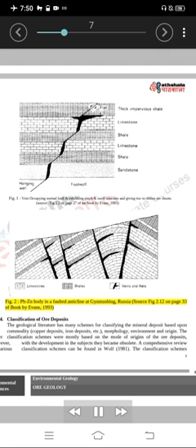4. Classification of ore deposits. The geological literature has many schemes for classifying mineral deposits based upon the commodity, copper deposits, iron deposits, etc., morphology, environment and origin. The older classification schemes were mostly based on the mode of origin of the ore deposits. However, with the development in the subject they became obsolete. A comprehensive review of various classification schemes can be found in Wolf, 1981.